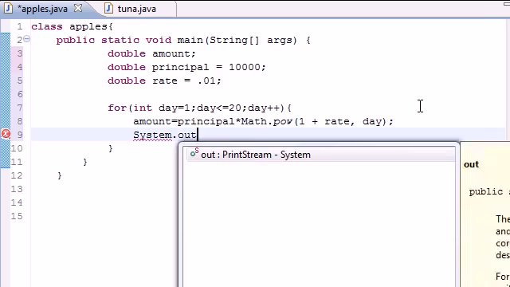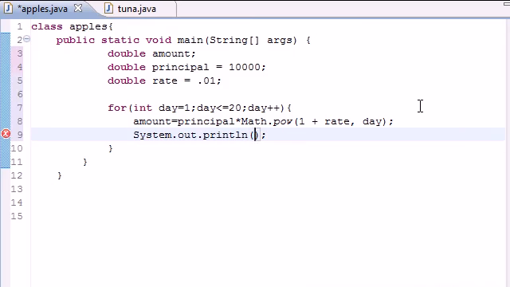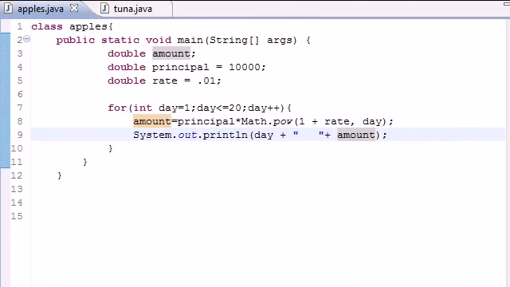System.out.println, and let's print year, actually day. Whenever you use compound interest, you usually use year, but no one really uses day unless you're looking at YouTube subscribers, so that's why I keep typing year. Plus, add a couple spaces, amount. There you go. Let's run this, and I'll show you what it does.